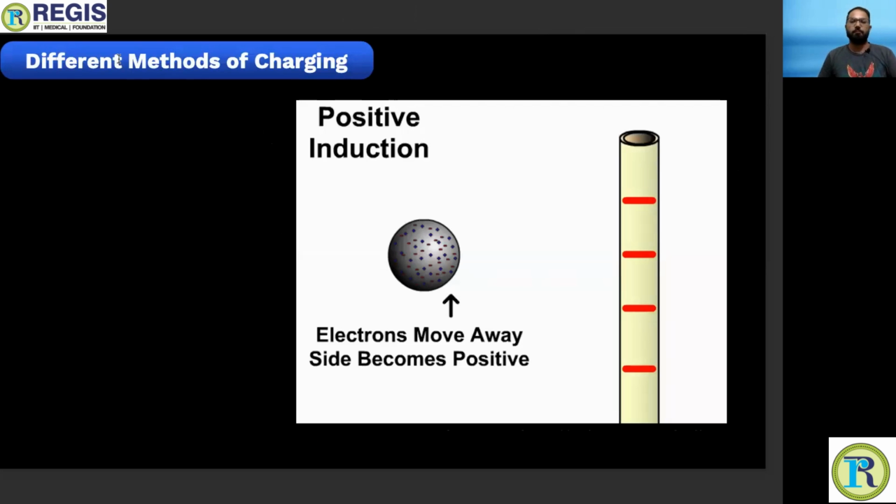Again using the method of induction, again it's a very simple example. This rod is negatively charged, so because of this negative charge, all the electrons will move away. They will be shifted in this direction, and there will be negative charge on the left hand side. So basically there are three methods of charging. First is by rubbing, because of friction. Second is conduction, and third is induction.